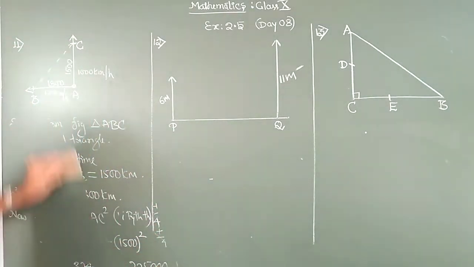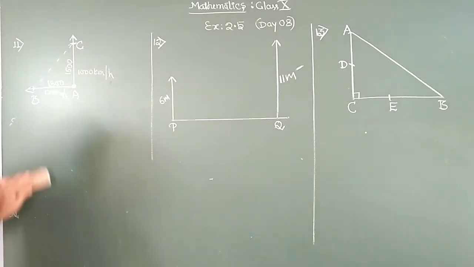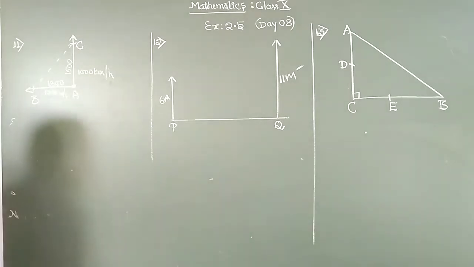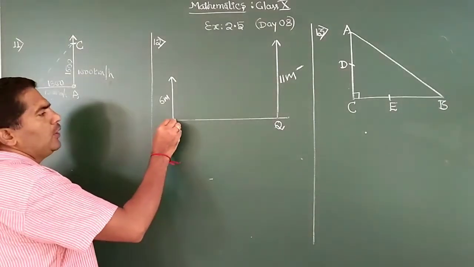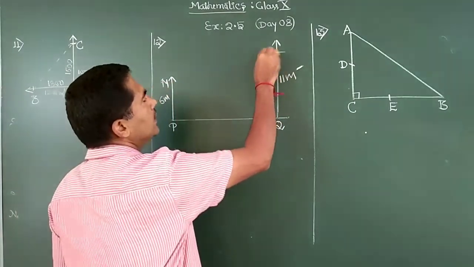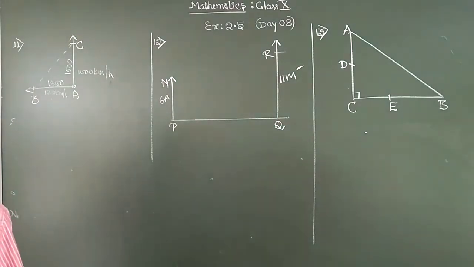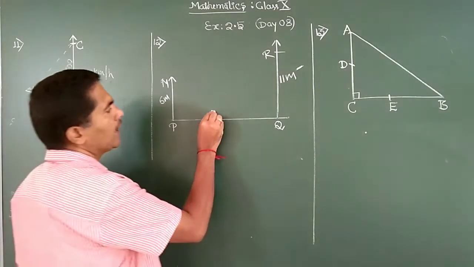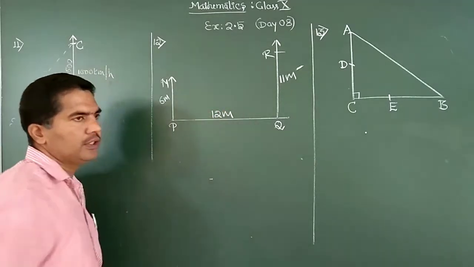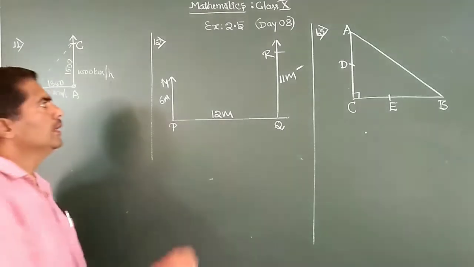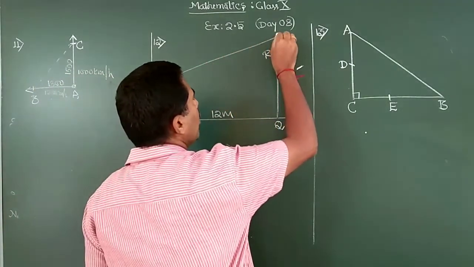Then coming to the 12th question. In the 12th question, two poles of height 6 meter and 11 meter stand on a plain ground. So I have represented two poles. Let me say P, M, Q, R. They are the two poles which are standing on the ground. One is 6 meter long, another is 11 meter. Distance between the feet of the poles is 12 meter. Then find the distance between their tops. That means you are supposed to find the distance between their tops like this.